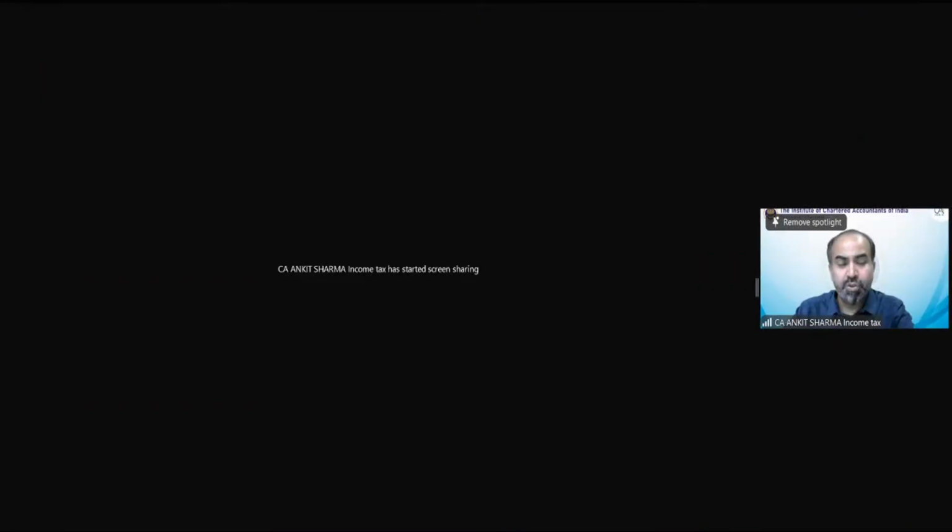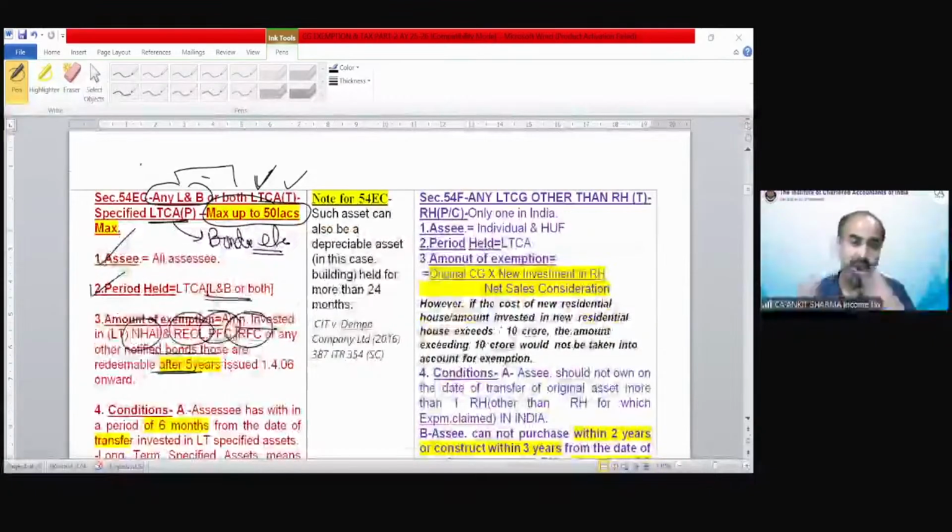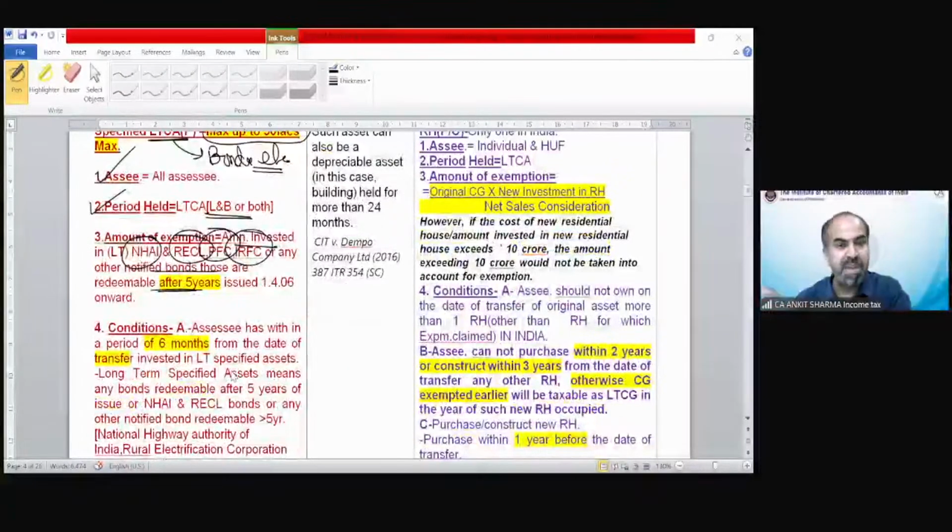Okay. So section 54EC is saying you have to transfer any long-term capital asset which should be an immovable property, and you have to invest in a long-term specified asset, maximum up to 50 lakh, available to all assessees. The period head should be long-term. Special bonds are there. They should be redeemable after 5 years.